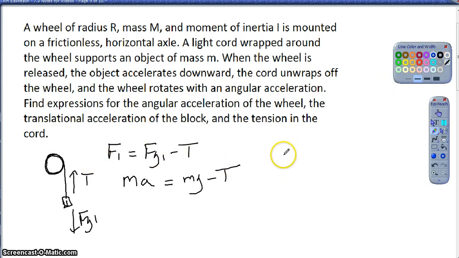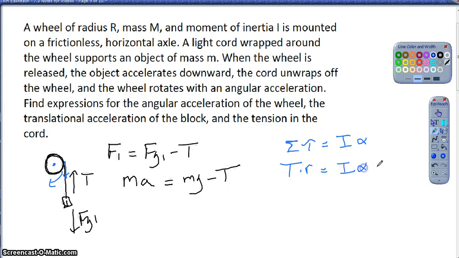Then setting up my second equation, I don't have another object, so instead I'm focusing on the net torque for the wheel. The only force that's producing any torque on this wheel is that tension as it pulls down on the wheel, which would cause it to rotate, in this case, clockwise. So the tension, acting a certain radius away, is the only torque-producing agent. So the net torque equals my moment of inertia times alpha, and the only force producing any torque is that tension, acting the full radius away, and the tension is acting perpendicular to the radius, so I don't need any sine component.